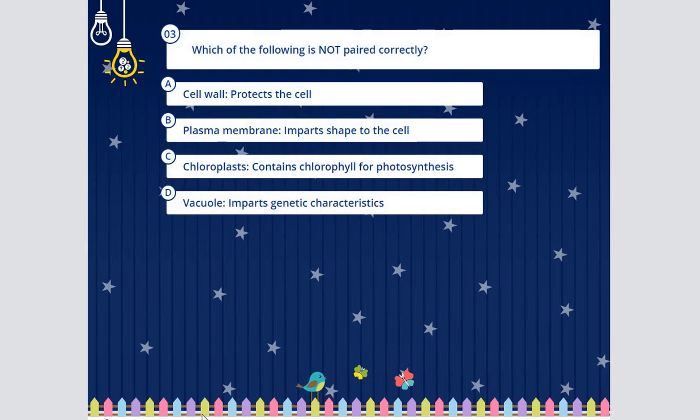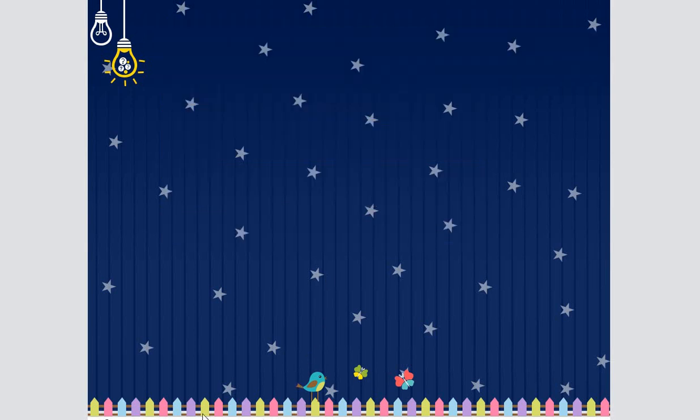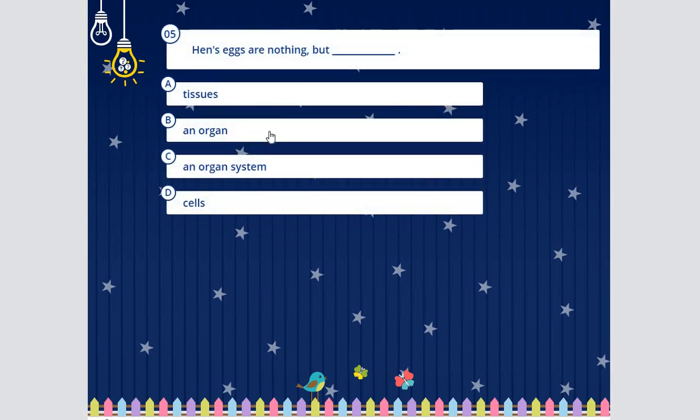Which of the following is not paired correctly? Option D. Nerve cells are long and branched out because they require a lot of energy. So I think this one. No, not this one. Sorry. I think this one is the answer. Yeah. Hence, egg is nothing but a cell.